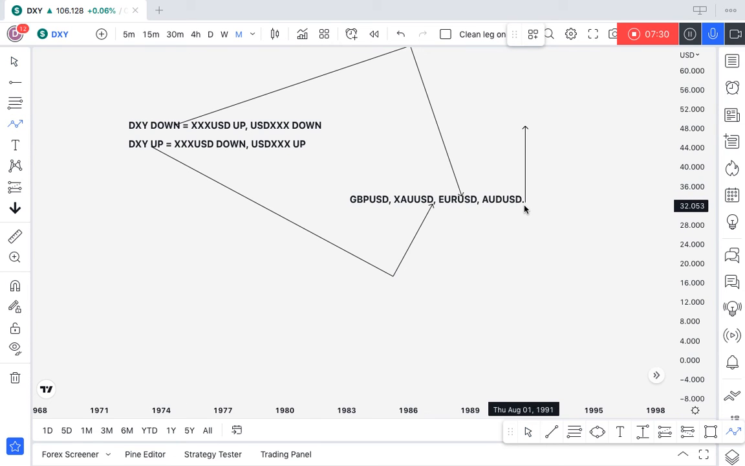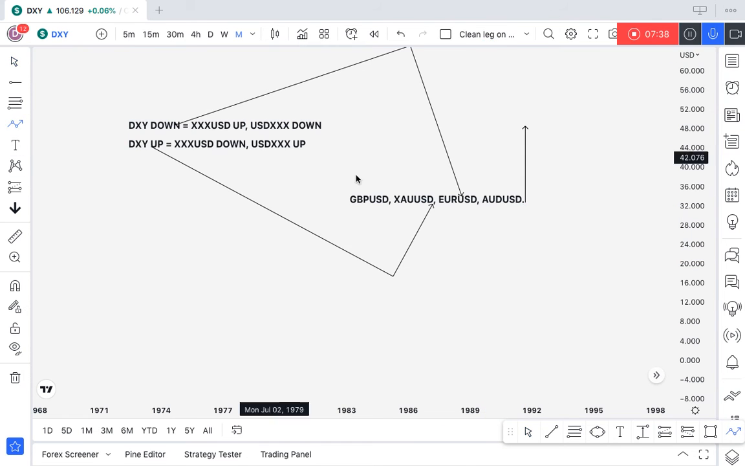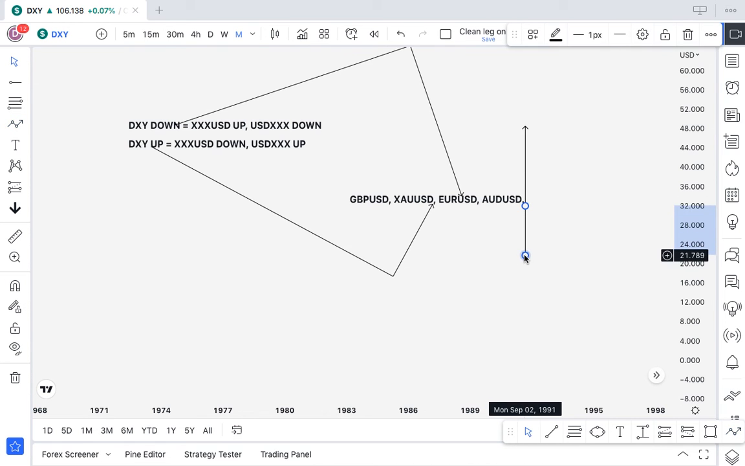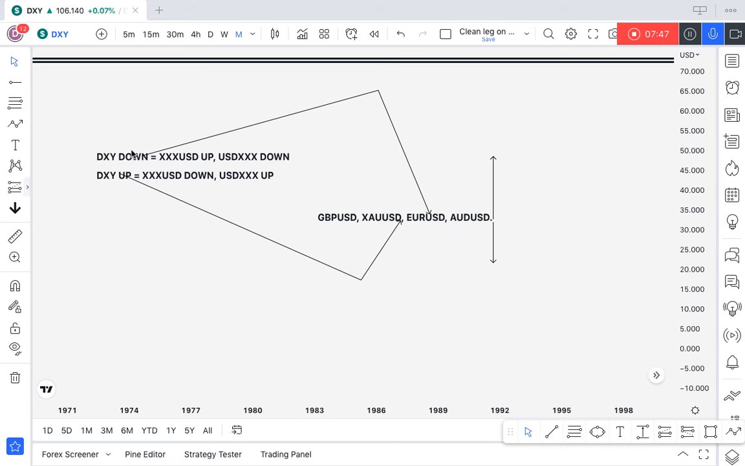Please, if you do not understand after watching the video, kindly just drop a comment. I will definitely revisit this. But it's a very, very basic concept. Simple as ABC, literally. So if the DXY is heading down, these guys would head up. If the DXY is heading up, these guys will head down.